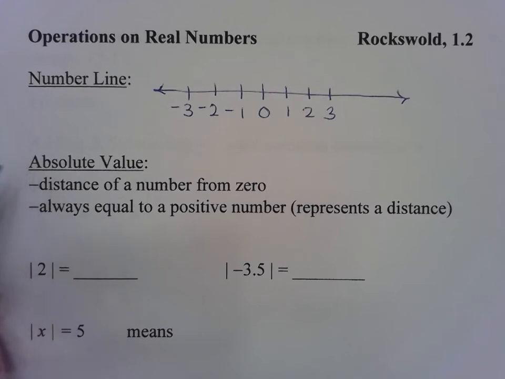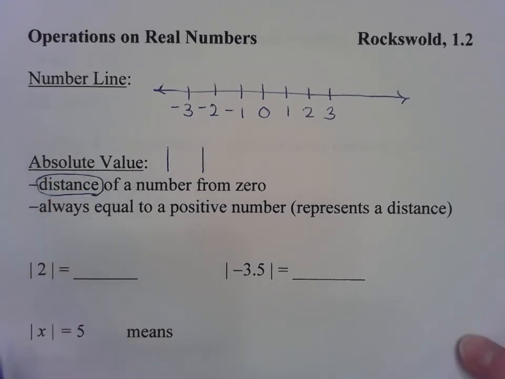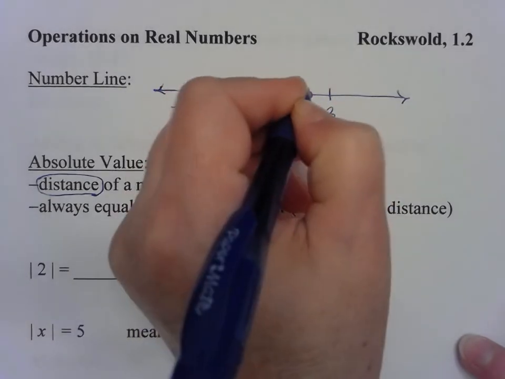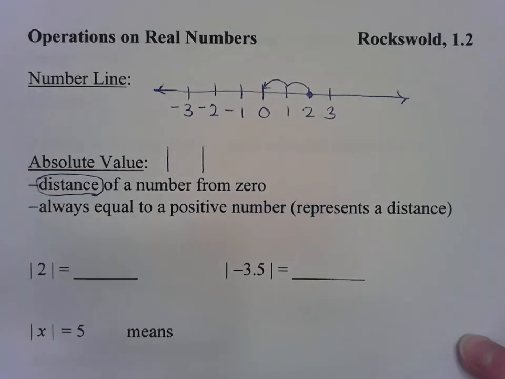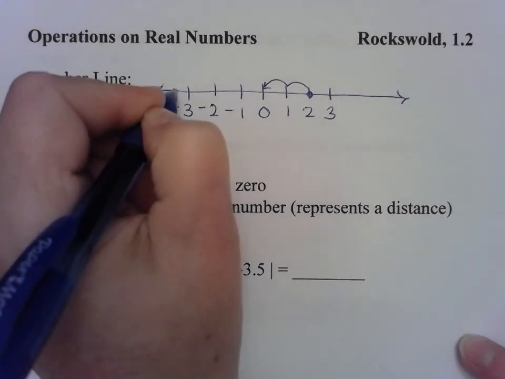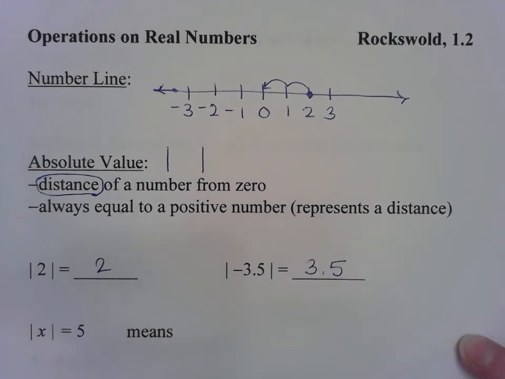Absolute value is the two bars around a number, and it indicates that we're talking about just the number's distance from 0. Because we're talking about a distance, it's always going to be equal to a positive number, right? So 2, for example, on the number line, 2 is 2 jumps away from 0, so its distance from 0 would be 2. Negative 3.5 would be somewhere over here, and again I could do the jumps, but it's 3.5 jumps away from 0, and so the absolute value makes it positive.